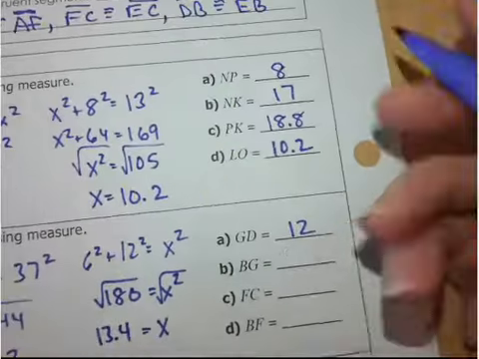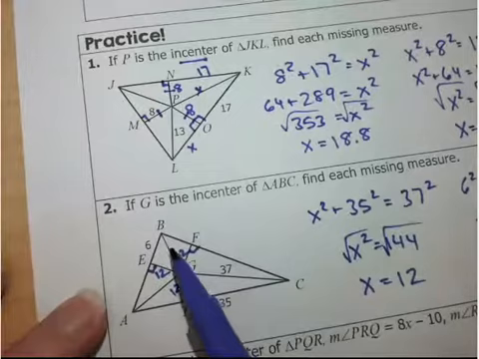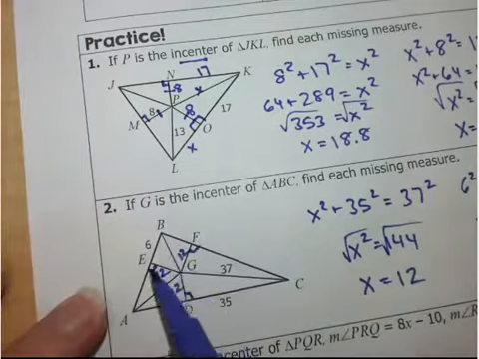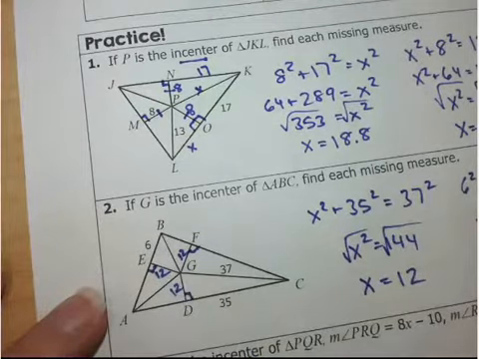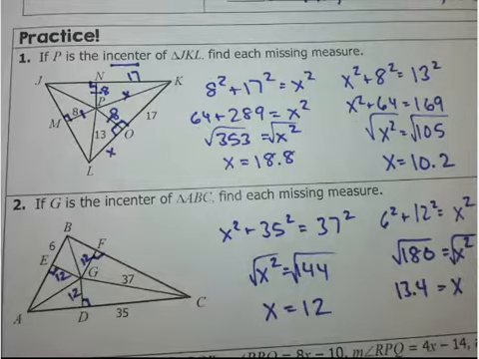Okay, so we would say BG is 13.4, and that's the hypotenuse there, and I got that using this right triangle right here. Okay, and then for the last two, I need to find FC.